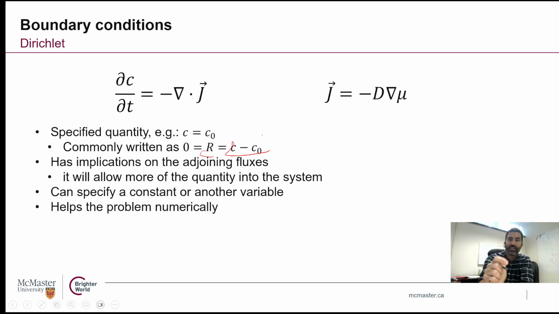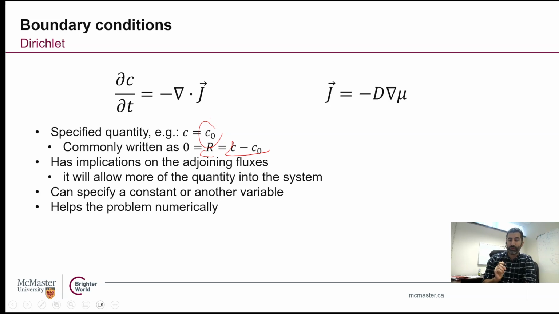Do note that this C naught in this case doesn't have to be a constant. You could have this as an expression. And this is one of the real powers of multiphysics. For example, you could have the temperature being dependent on the concentration of some species. Maybe you're going to say that the concentration is fixed to a solubility, and that solubility limit is related to the temperature. You can put that in directly, and the numerical engine behind it will calculate all that for you. So that's also very useful, but do bear in mind that that has implications on the adjoining fluxes.